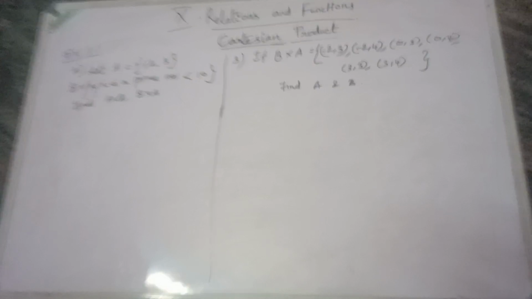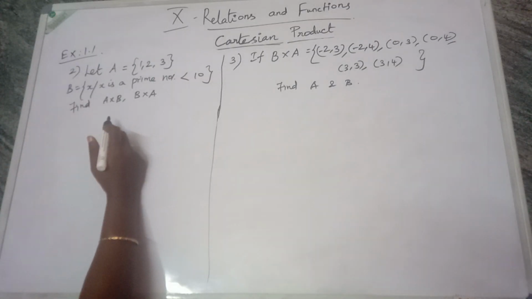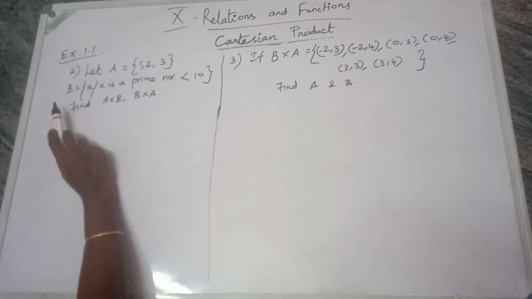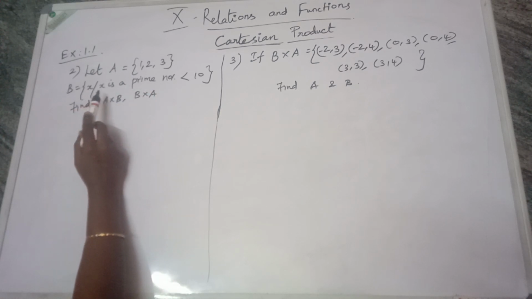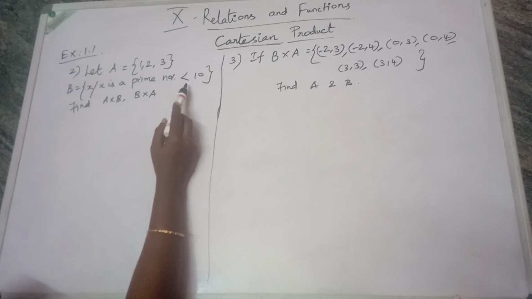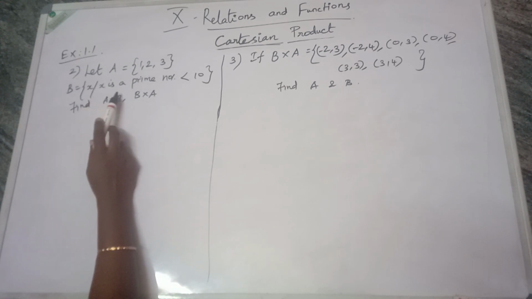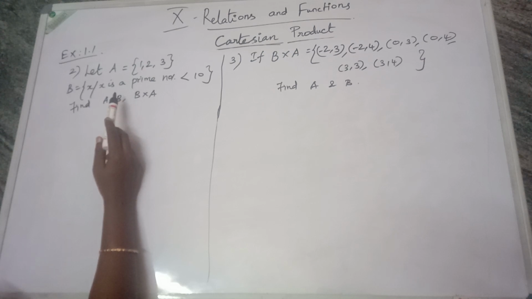See the second question. Let the set A equal to 1, 2, 3 and the set B is the set of all x such that x is a prime number less than 10. Find A cross B and B cross A. One of the sets, B, is in set builder form, so you have to write it in roster form. Then only can we find the Cartesian product of the sets A and B.